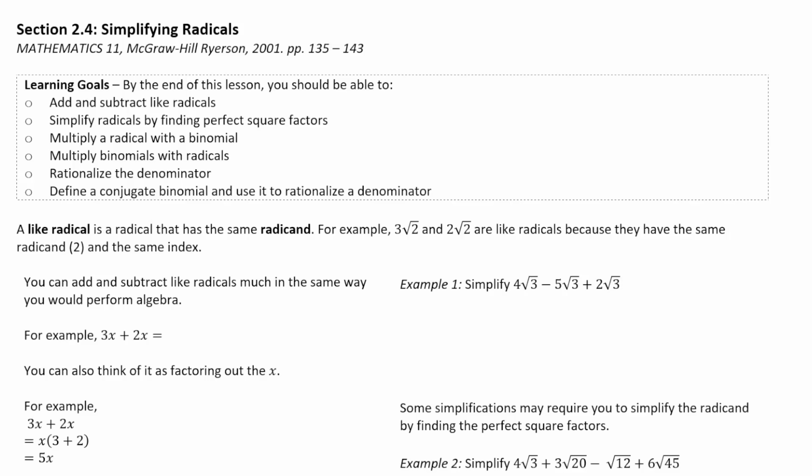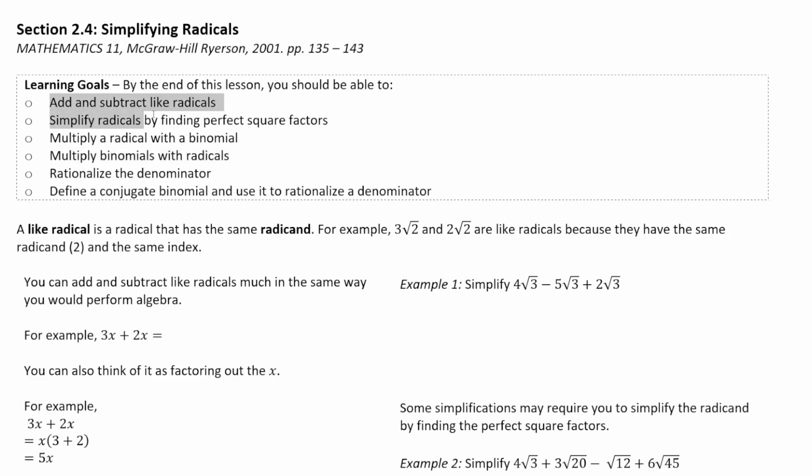This is section 2.4, simplifying radicals. The learning goals for today are as follows. We're going to start by adding and subtracting like radicals, simplifying radicals by finding perfect square factors, multiplying a radical with a binomial, and then multiplying binomials with radicals.